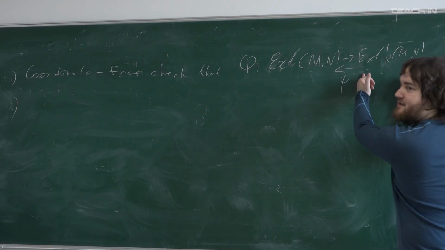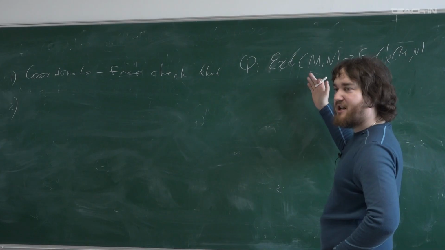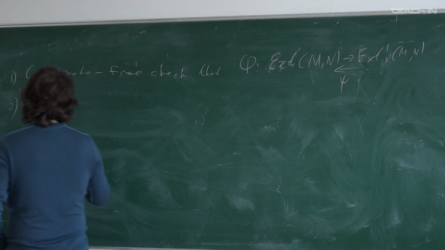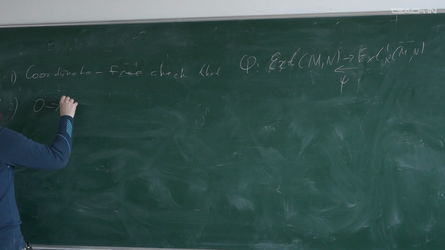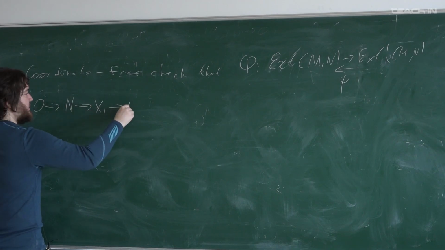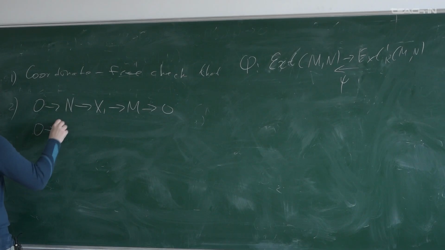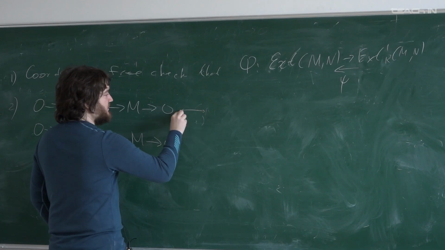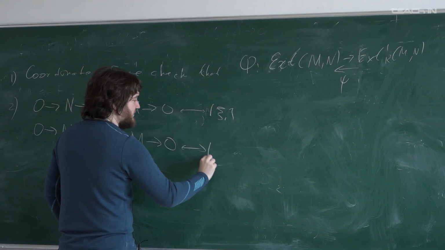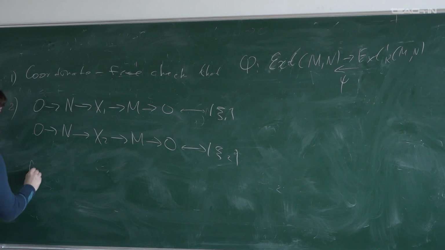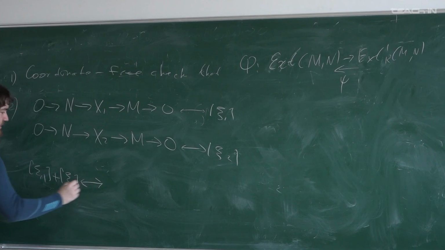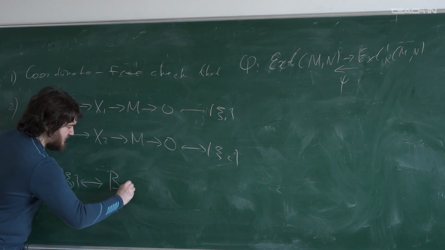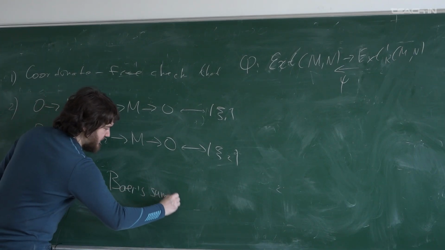So we have some abelian group structure on extensions. What is this abelian group structure? If we have two extensions, they correspond to some classes, and then the sum of these classes corresponds to the so-called Baer sum of extensions.